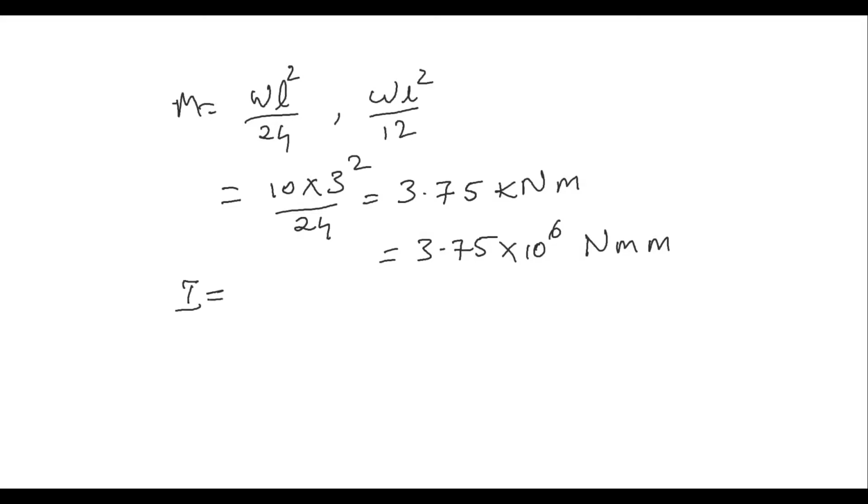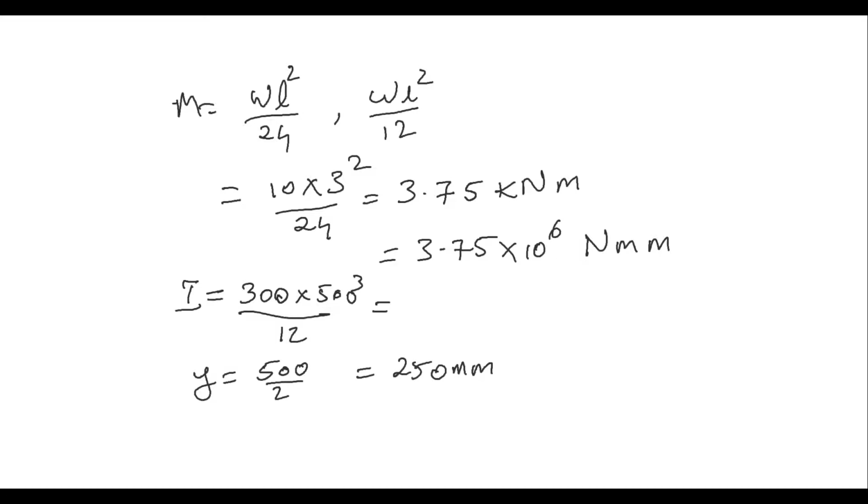Now you know the I value. I equals BD cube by 12. That is B is 300, D is 500, cube by 12. You will get a value, and then y equals 500 by 2. That will give you 250 mm. And I value is how much? Tell me I value first.